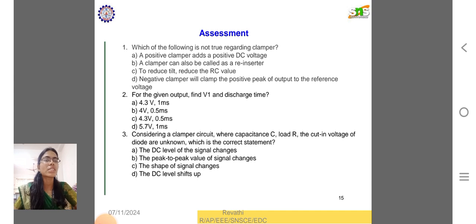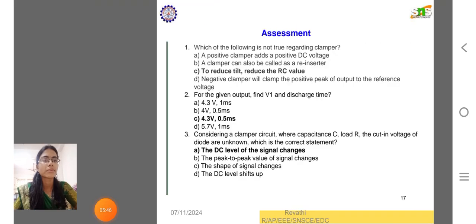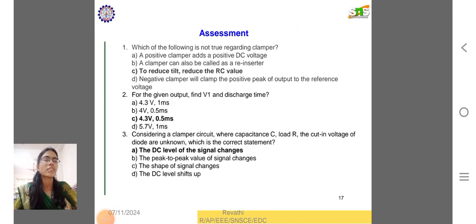Which of the following is not true regarding a clamper? For the given output, find V1 and the discharge time. Considering a clamper circuit where the capacitance C, load R and the cut-in voltage of the diode are unknown, which is the correct statement? So the answers are: reduce the RC value, 4.3 volt, the DC level of the signal changes.